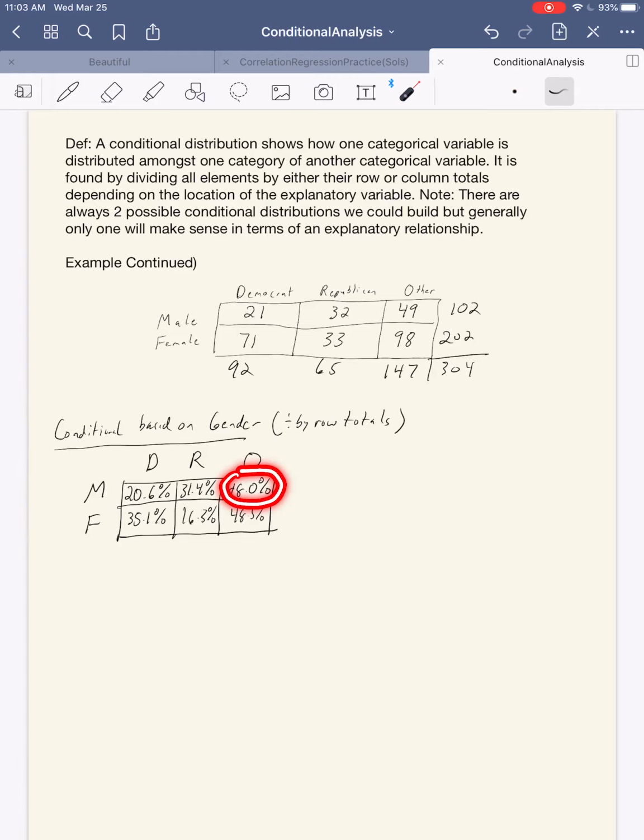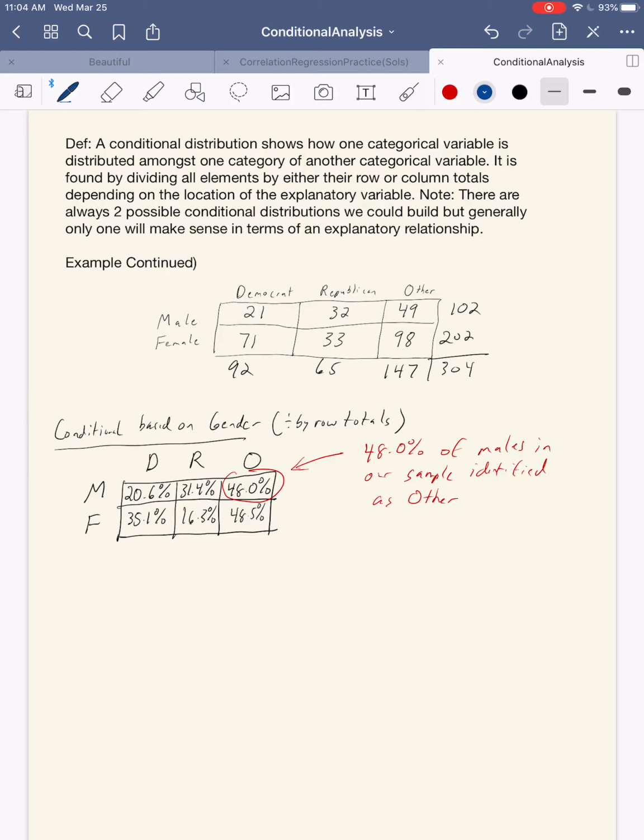So this 48.0 there, if we pull that out, what that means is that 48.0% of, well, not of our sample anymore, of men, because that's how we conditioned or how we restricted. So 48.0% of males in our sample identified as other. So, in other words, 48% of males identified as some other political affiliation.